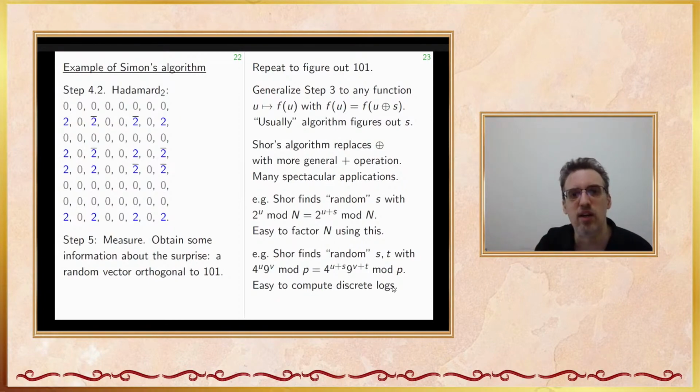Again, there are various details of how you work with addition instead of exclusive or, and how you do the number theoretic part of factorization and computing discrete logs, but the basic quantum idea is extending what Simon's algorithm did, as we saw in this example a moment ago, to find a period of a function.